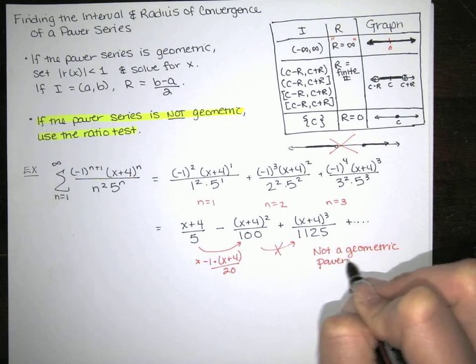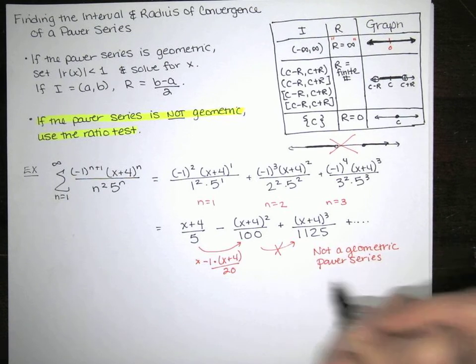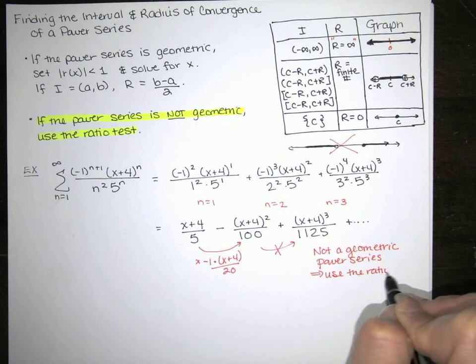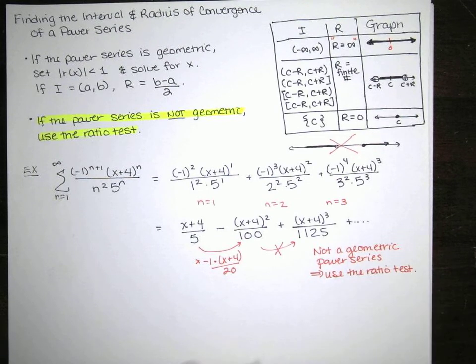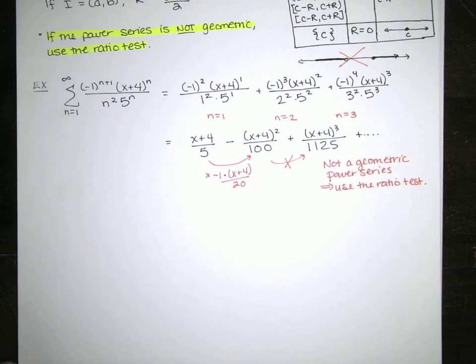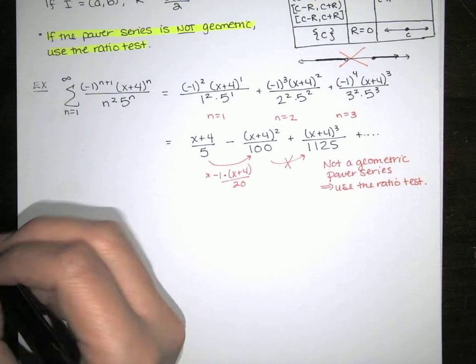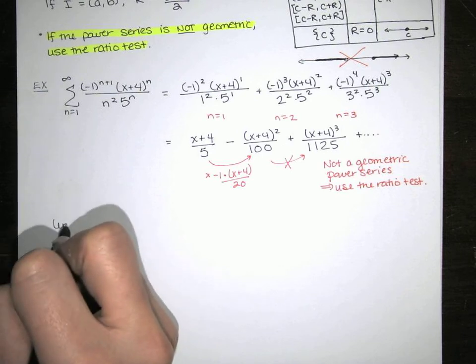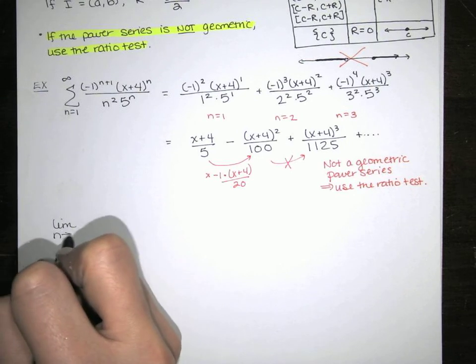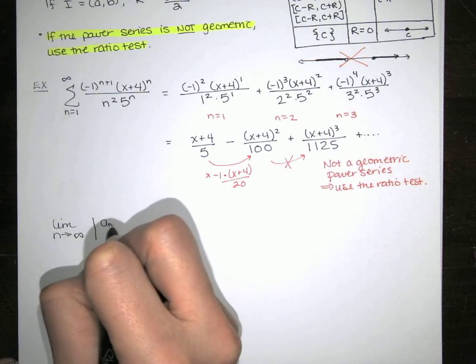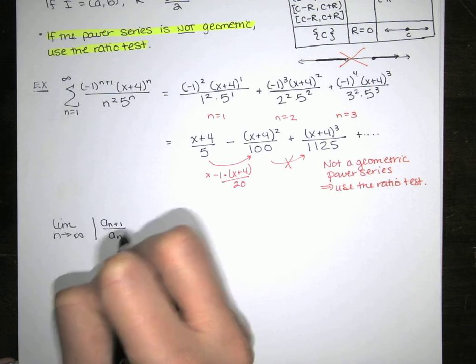So we have to use the ratio test. And we've done a lot of ratio test problems already, so this is very similar to what we did very recently. We just have functions of x now. You just have to remember that x is a number as you're computing this limit. So we need the absolute value of a sub n plus 1 over a sub n.